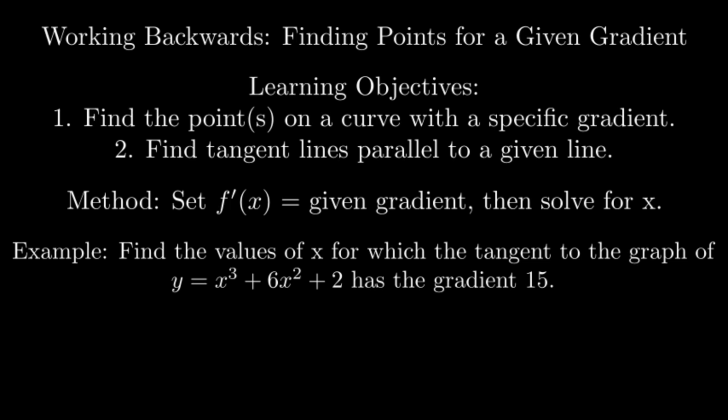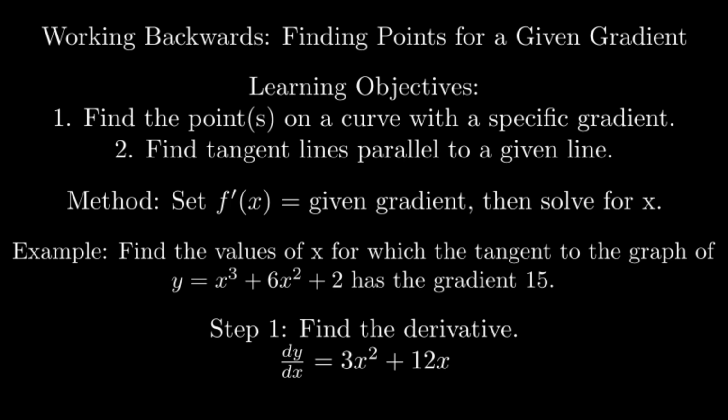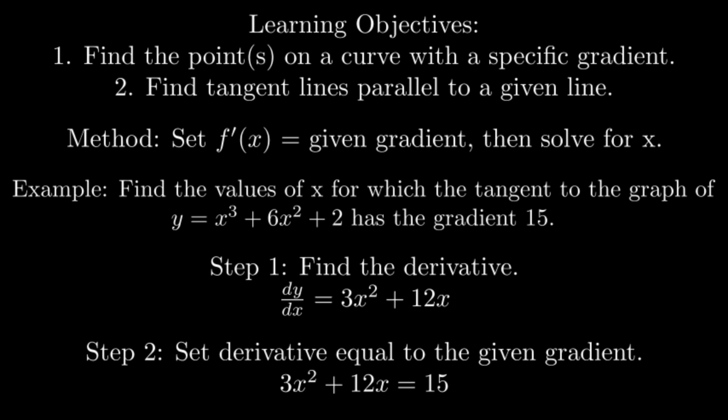First, we need the derivative. The derivative of our function is 3x squared plus 12x. This is our formula for the gradient. Now we set this expression equal to the desired gradient, which is 15. So we have the equation 3x squared plus 12x equals 15. This is a quadratic equation, so let's solve it.